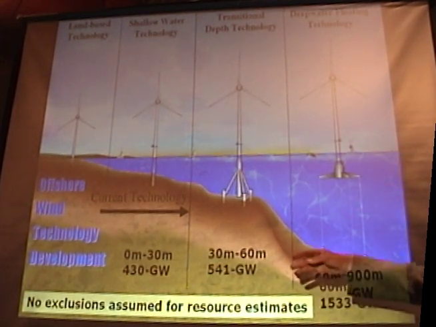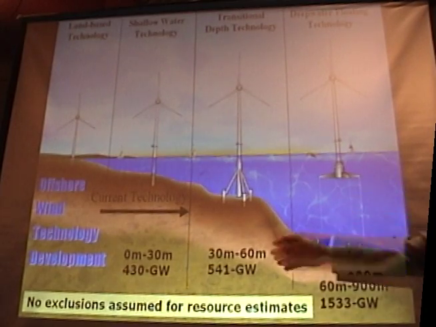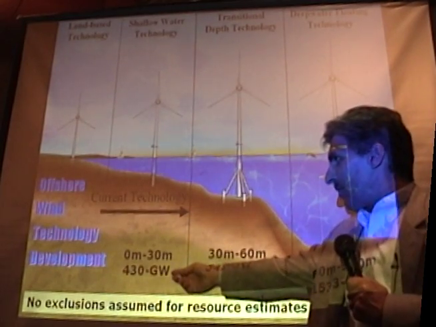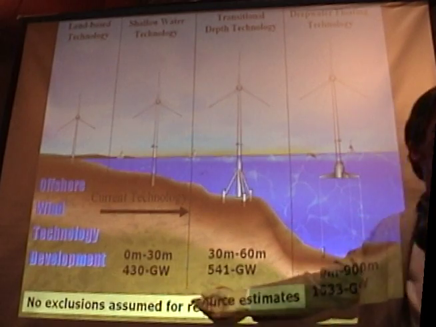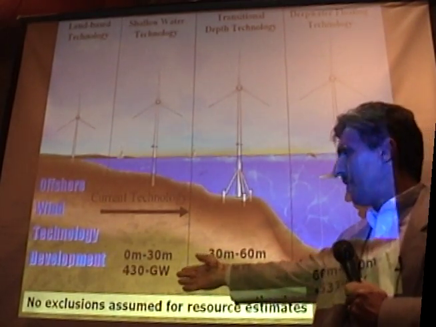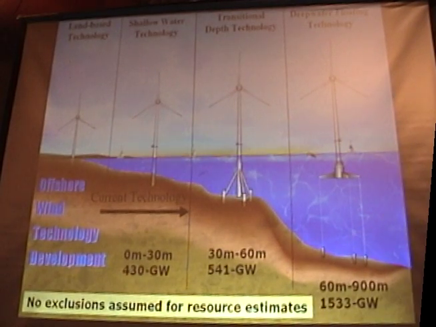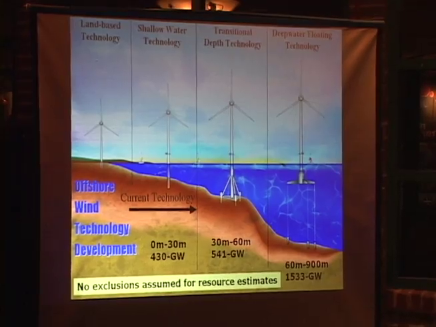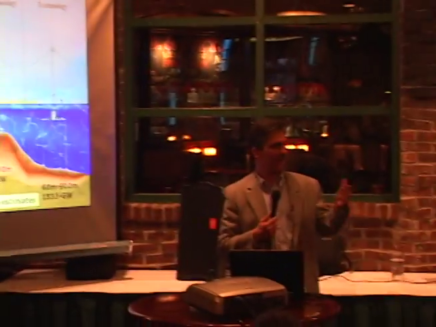We've calculated the resource for these, and that's what's down here. So there's 430 gigawatts of potential for shallow water. We haven't filtered out the exclusions that are necessary for, say, putting them near military bases or in navigation channels. This is just raw numbers. Does anyone know how much the national grid is? That's about half the national grid for a resource.